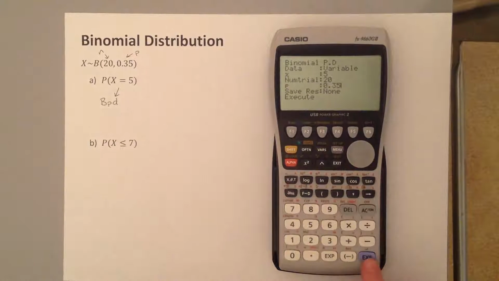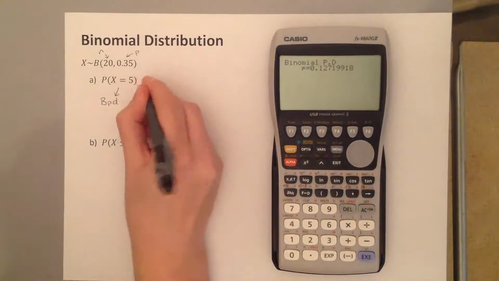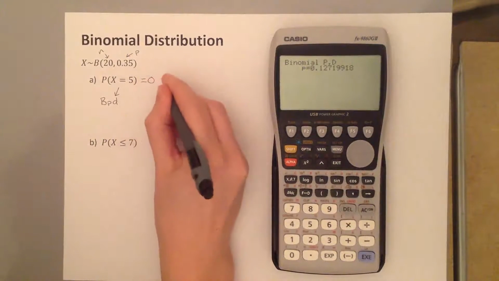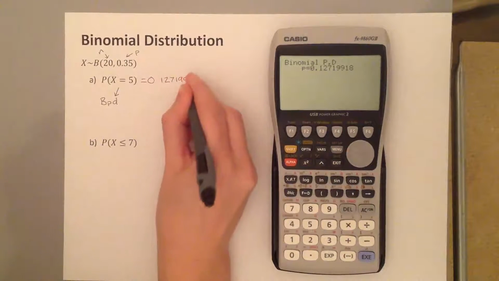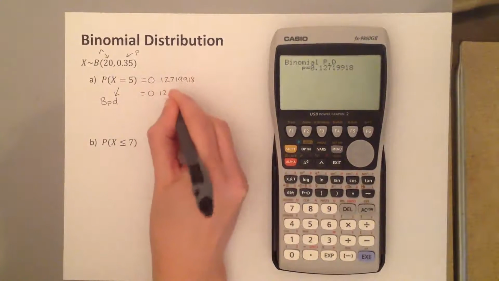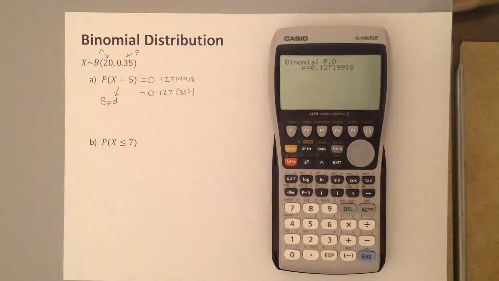Double check that you've typed all this in correctly, and if you press execute twice, you should find that it gives you the probability across the top of the screen. Make sure that you give your answer to at least 3 significant figures. If you're not sure, you're better to write down the full calculator display and then round it to 3 sig fig afterwards. Now part B of the question is concerned with less than or equal to.